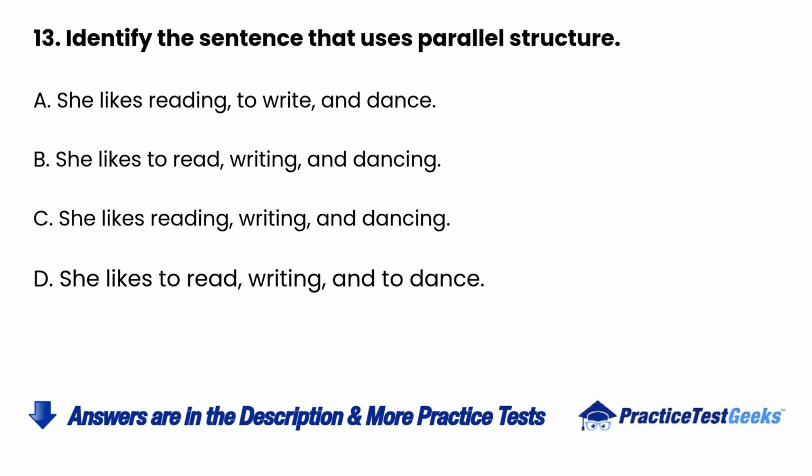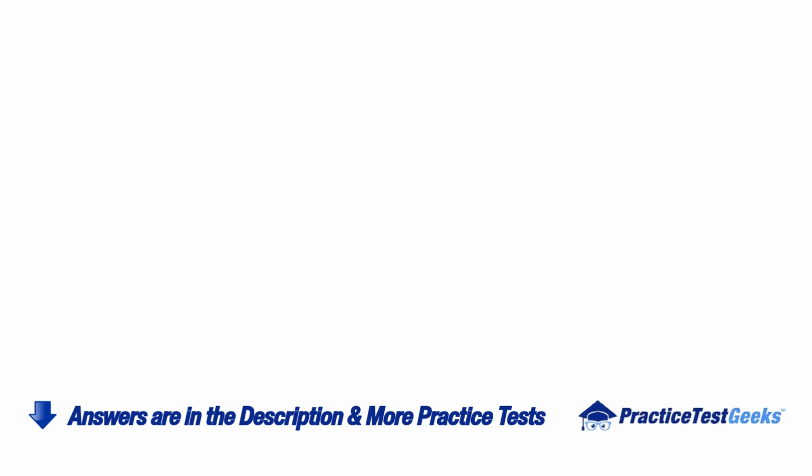13. Identify the sentence that uses parallel structure. A. She likes reading, to write, and dance. B. She likes to read, writing, and dancing. C. She likes reading, writing, and dancing. D. She likes to read, writing, and to dance.